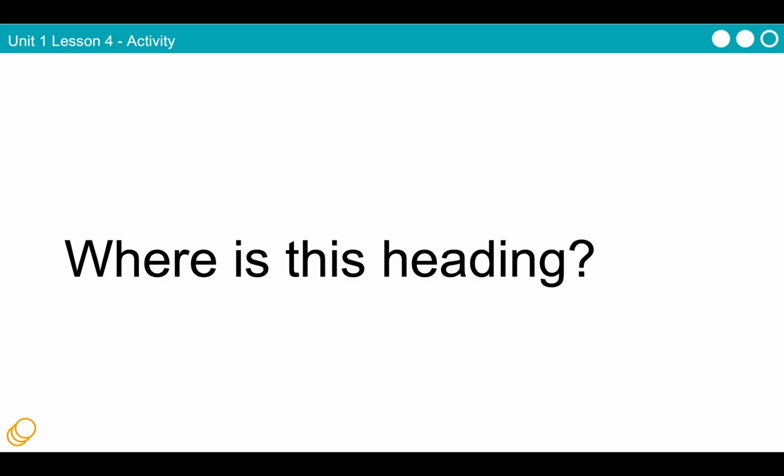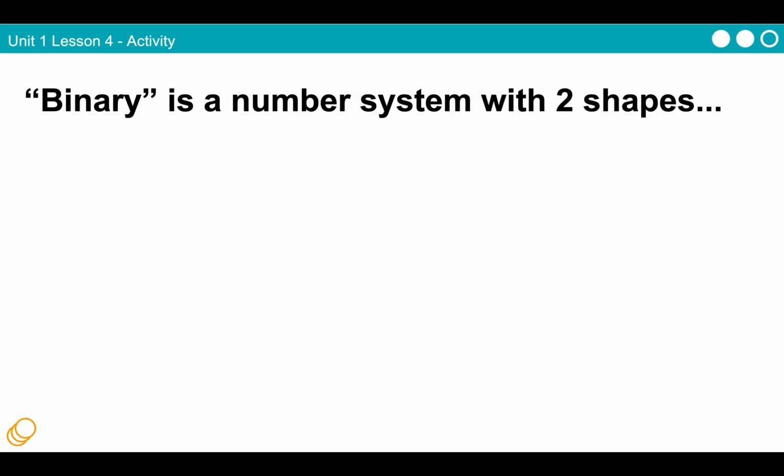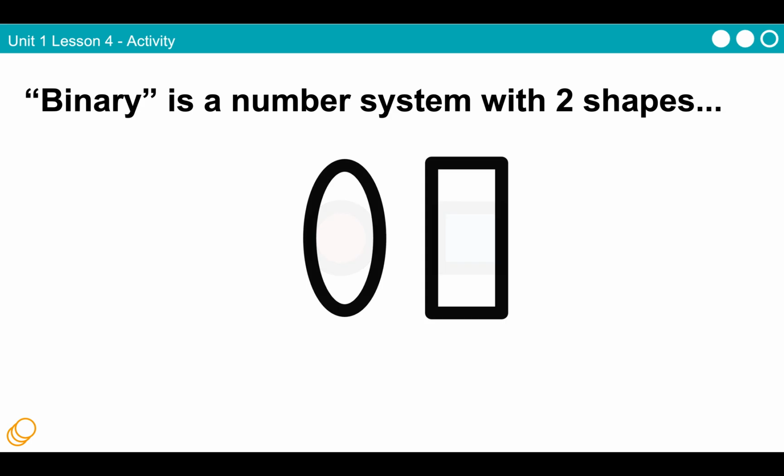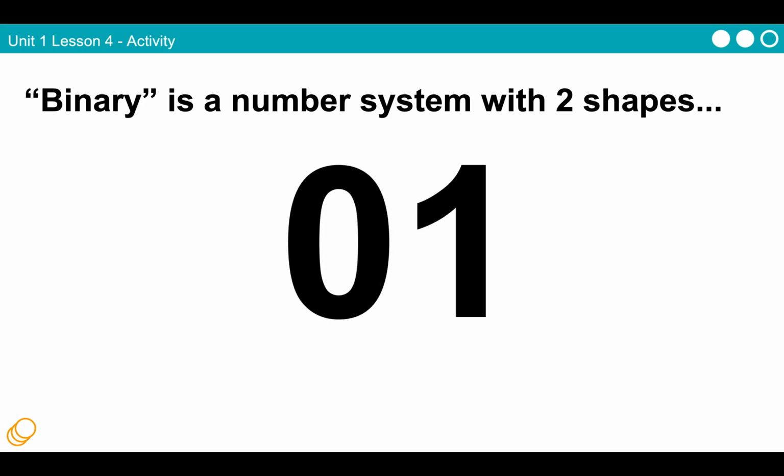So where is this heading? Binary. I spoke about binary in a previous lesson, and the lesson before that we touched on it. Today we're going to be introducing you formally to binary. Binary is a number system with two shapes. Think of the circle and the square. Your circle and your square now become a 0 and a 1. So that is our binary counting system.